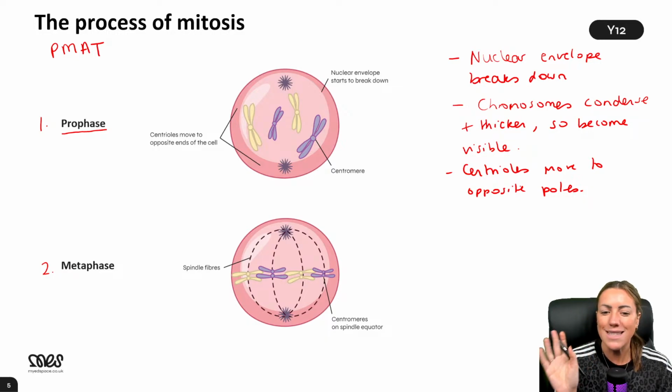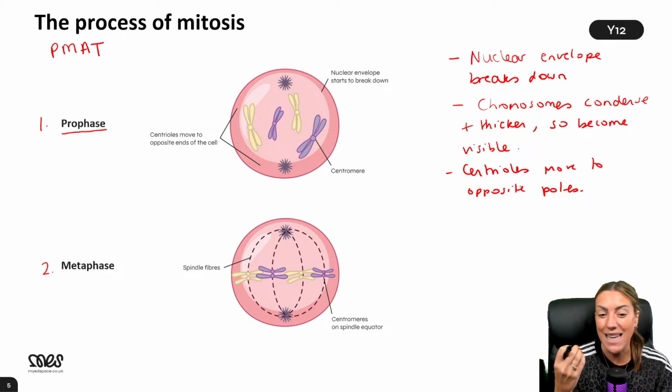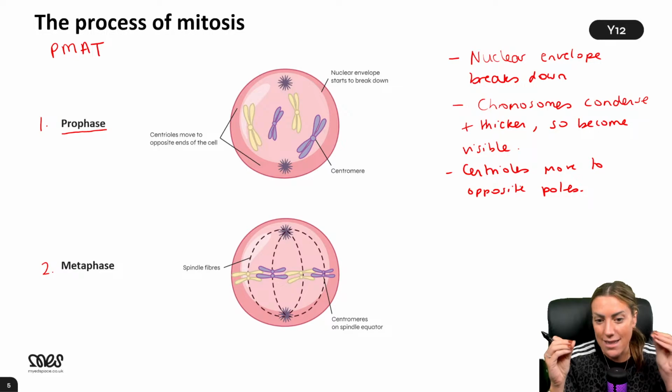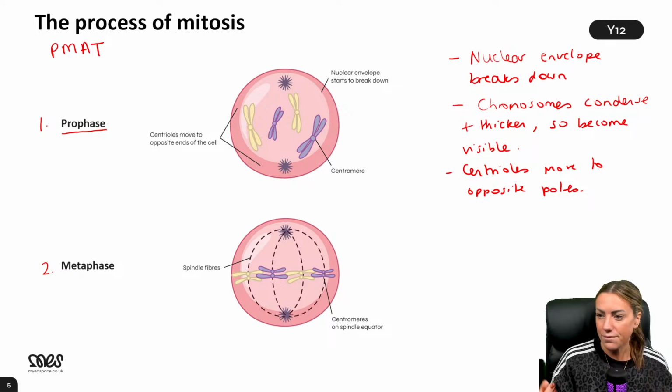Okay, so that's prophase. So we're not separating any chromosomes yet, but we're preparing to do that. Okay, so the chromosomes are getting thicker. They're now visible, and the centrioles move to opposite poles or opposite sides of the cell. This is just one of those topics, you have to just learn it, guys. You have to just remember what happens during each stage because you could be asked to give a description for each stage. Okay, should we move on to metaphase?